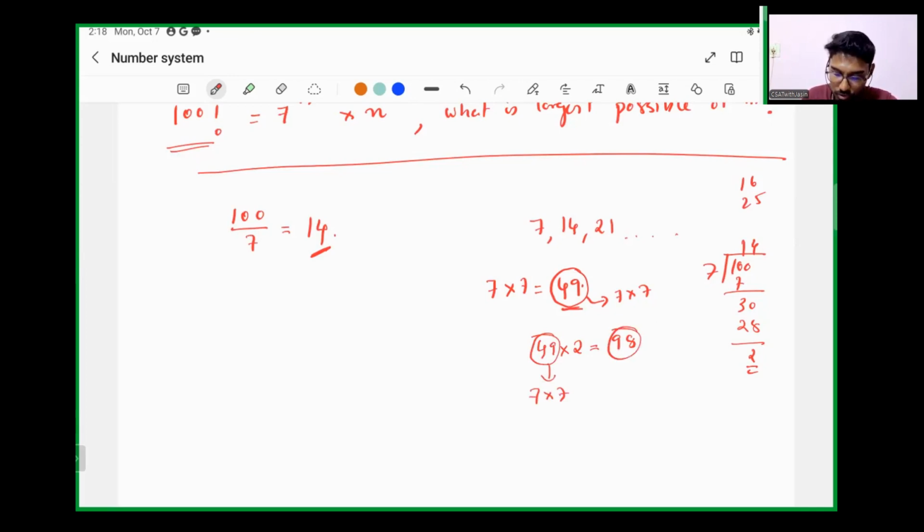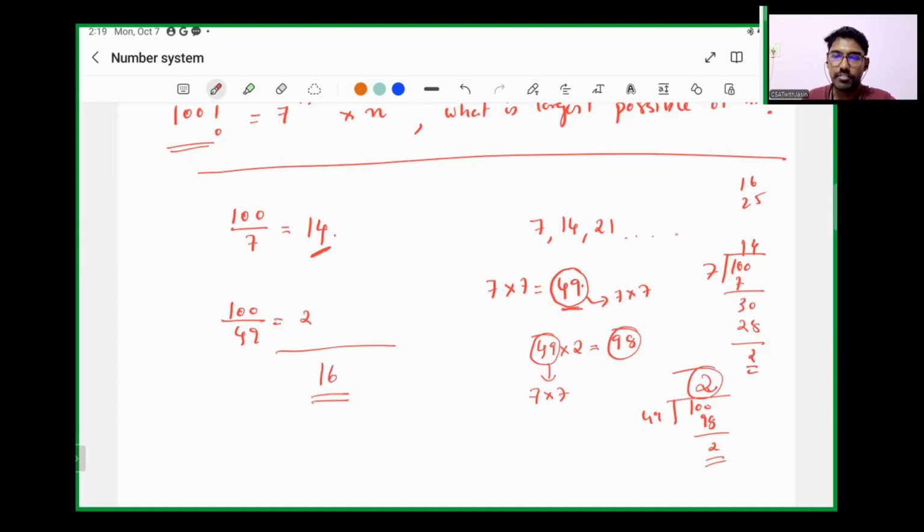So what we need to do is just divide 100 by 49. Then you will get how many multiples of 49 are inside 100. You will get 2, because 2 into 49 is 98, and the balance 2 is left over. So there are two multiples of 49. This 2 also you need to add, and you will get 16.